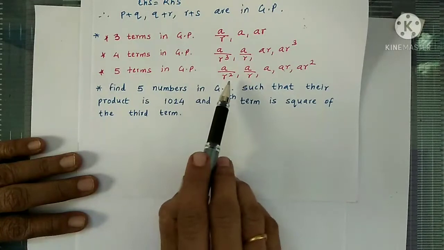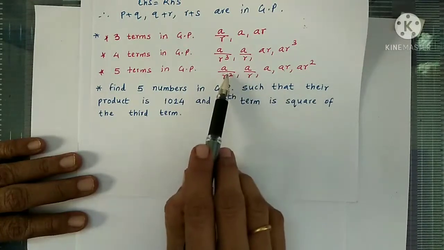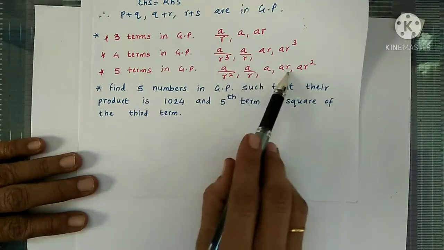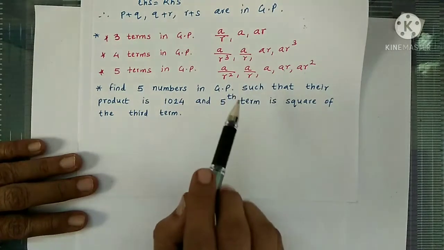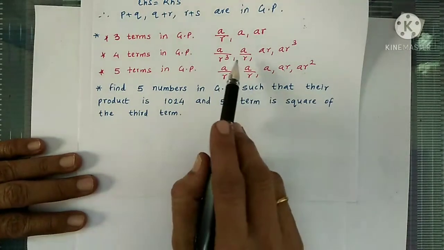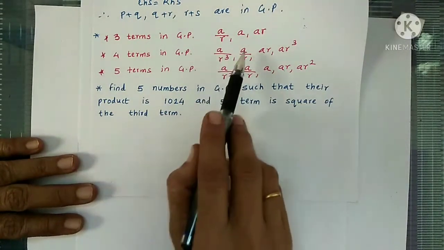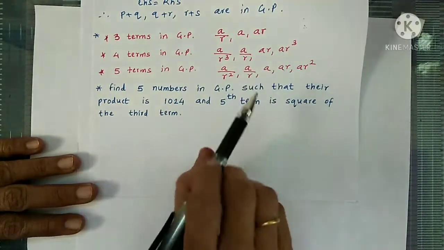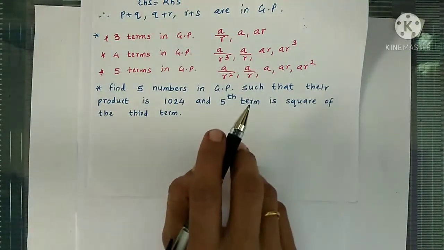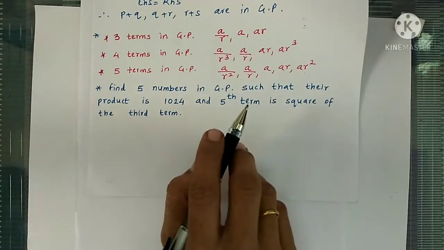So if we have to take 5 terms in GP, those are A by R square, A by R, A, AR, AR square. And if it is 4 terms, then we take the terms as A by R cube, A by R, AR, AR cube. You can take AR square, AR cube like that also.